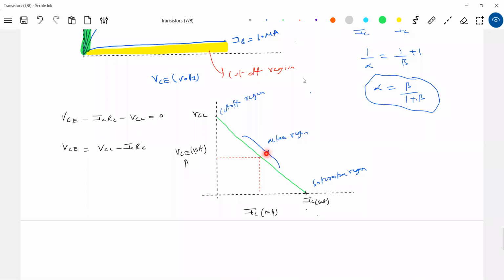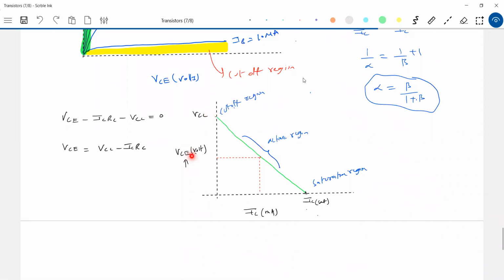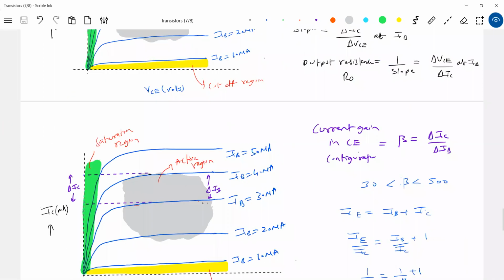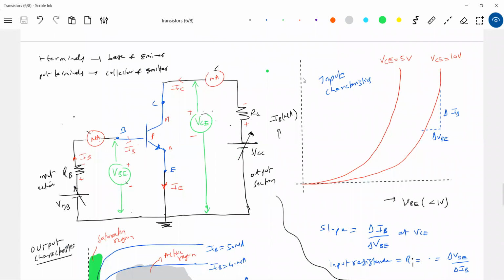Suppose VCC is 10 volt. How to pick the operating point? VC should be adjusted in such a way that it is half of VCC. So VCC is 10 volt, and then who decides VC as 5 volt? The value of RC. Therefore these resistors become very important. They determine in which region the transistor is lying.